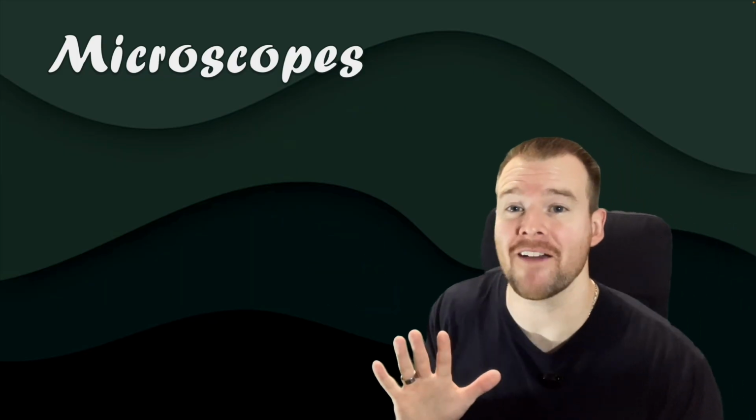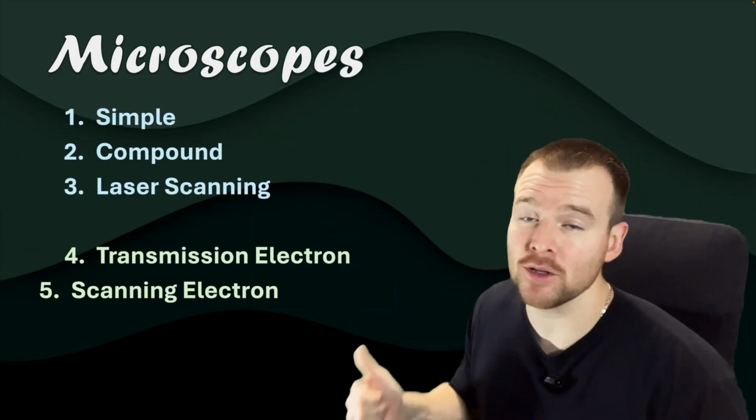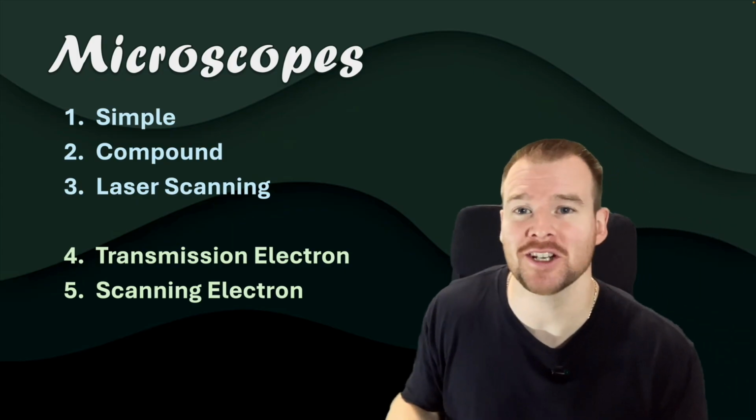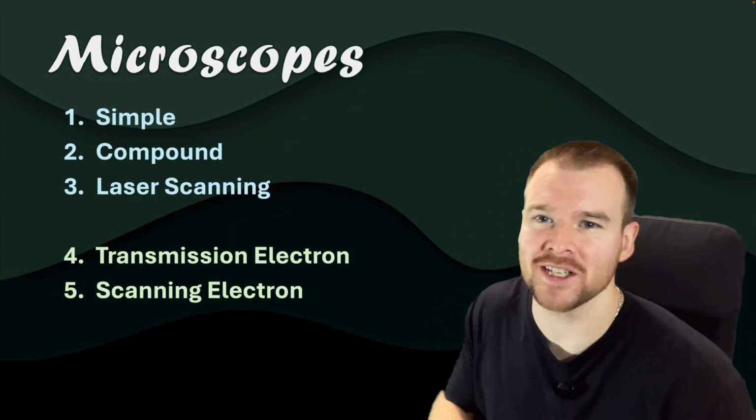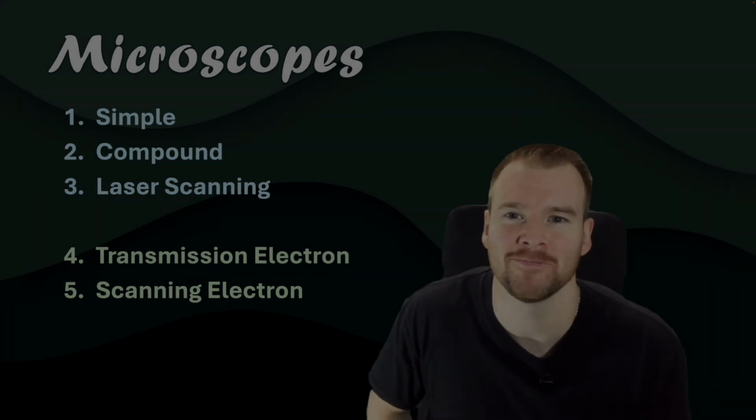And in this video, we're going to take a look at 5 different types of microscopes: simple, compound, laser scanning, transmission electron, and scanning electron microscopes. Let's take a look at microscopes.